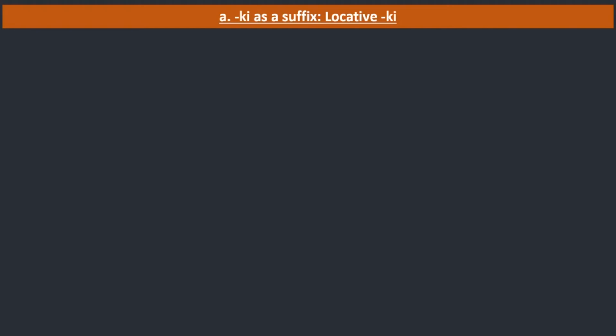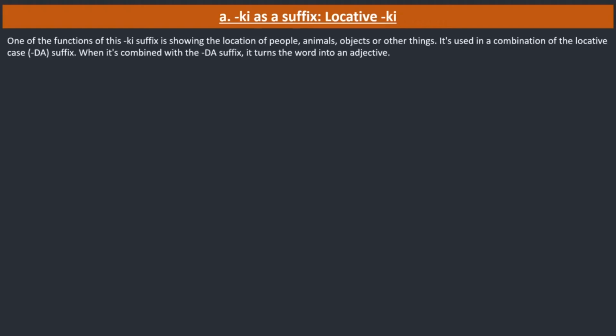I'm sure you have seen evdeki kedi or arabadaki köpek. I'm sure you have seen this ki being used with da, the locative case. That's what it means. The first function of this suffix ki is showing the location of people, animals, objects, or other things. But I am calling it a location or locative ki. That means it is used with a combination of the locative case, which is da.